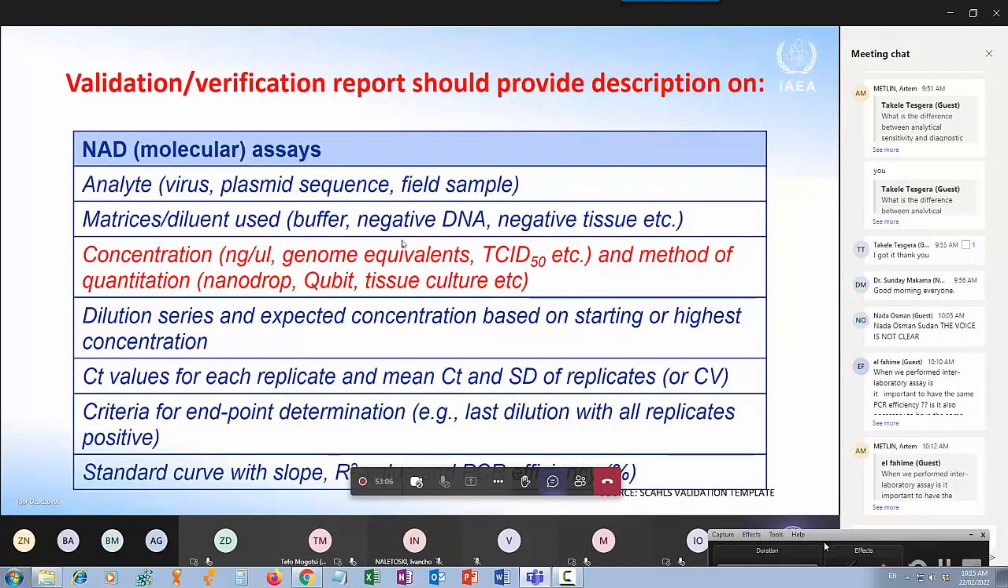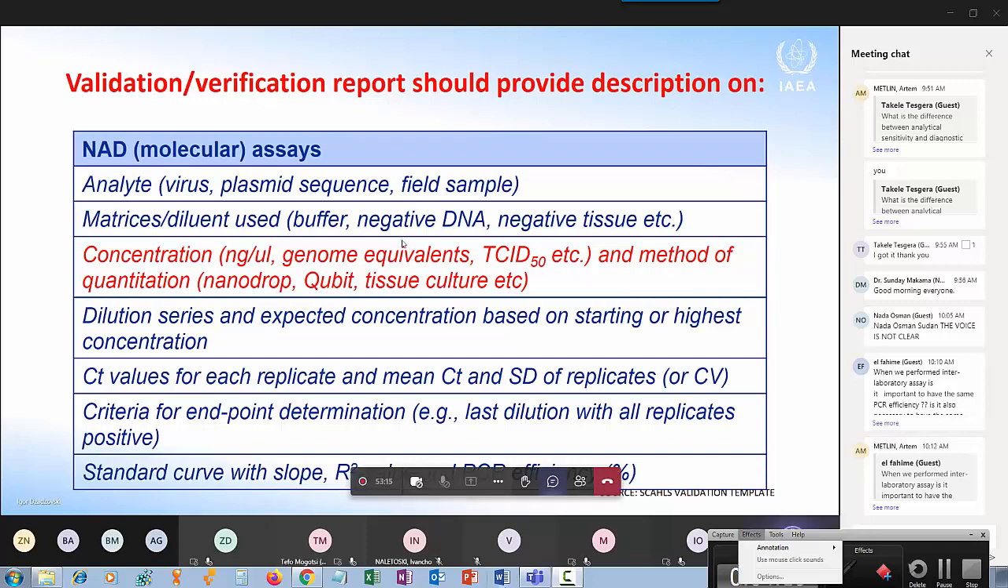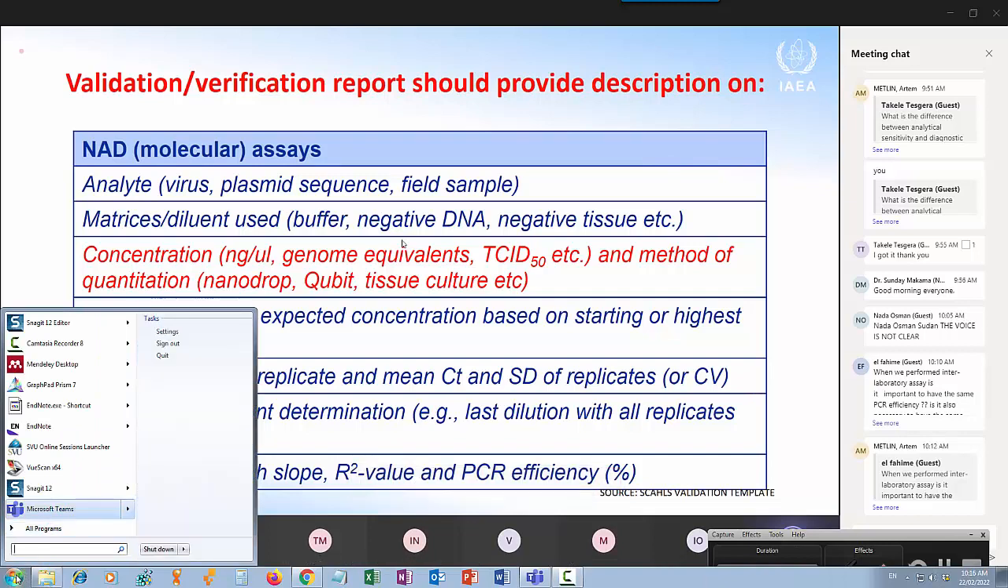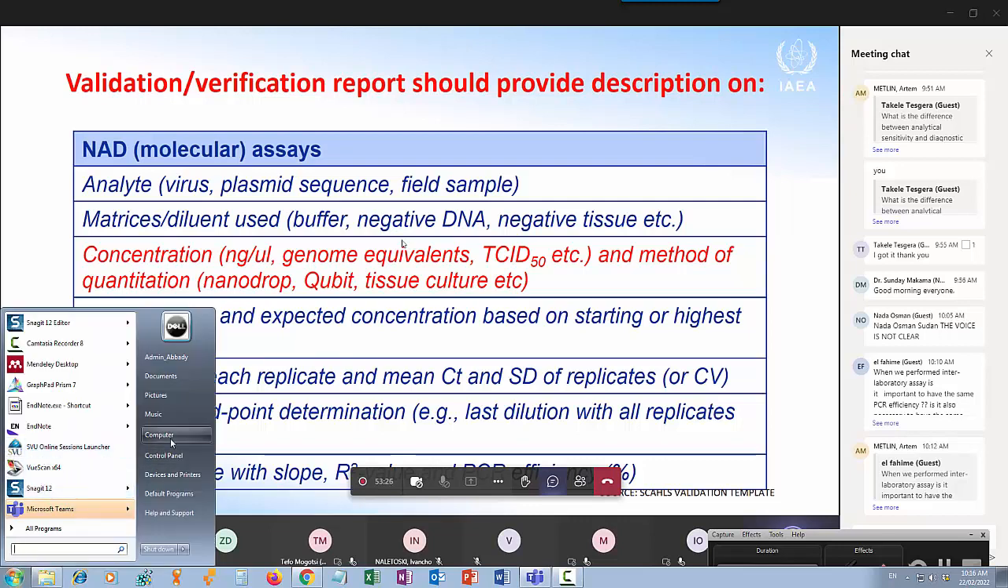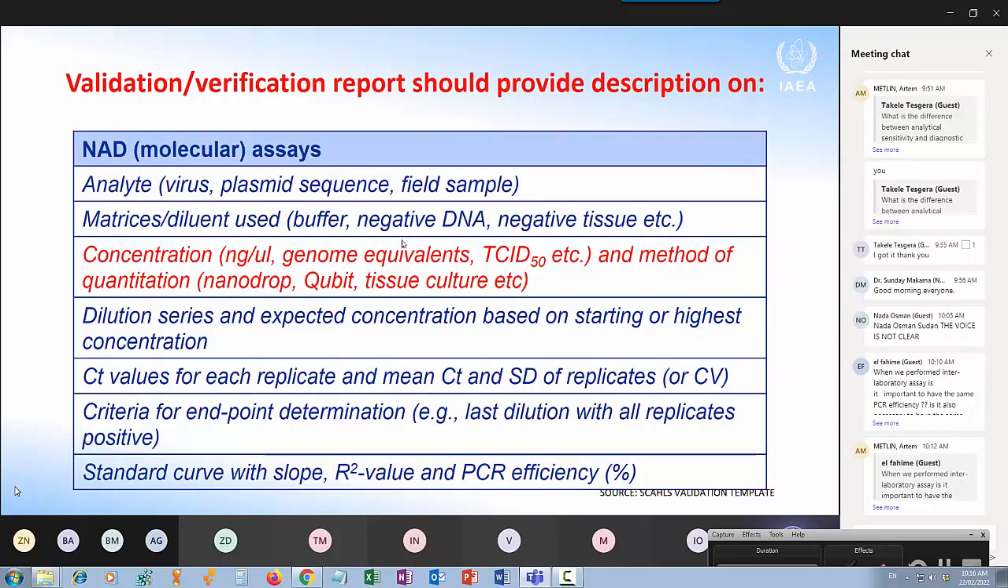Concentrations are optional if we have in our possession reference material with quantified values that we know. For example, nanograms per microliter, genome equivalents, number of copies per microliter, or TCID, etc. And the quantification methods used to determine these values, so different spectrophotometers like NanoDrop or Qubit, or tissue culture, etc. Also the dilution series and the expected concentration based on the highest starting concentration.